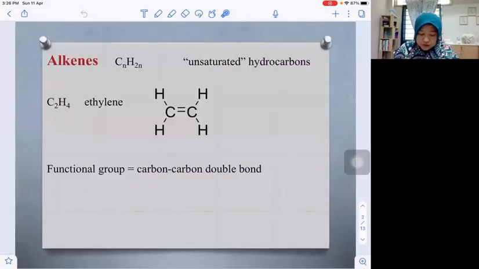So let's look at the alkene. It is known as the unsaturated hydrocarbon. We have discussed saturated and unsaturated hydrocarbons. When we have a multiple bond, at least one double bond or triple bond, they are under the category of the unsaturated hydrocarbon, with the general formula of CnH2n. And the functional group of this alkene is the carbon-carbon double bond.